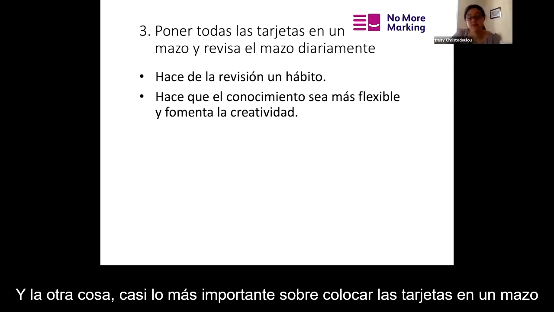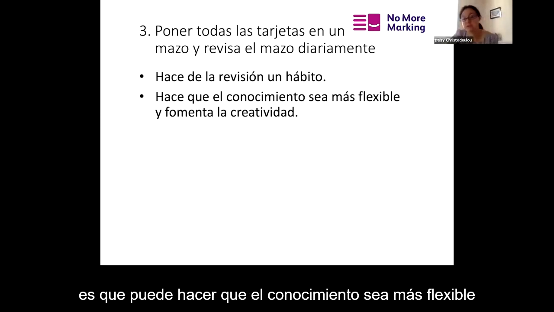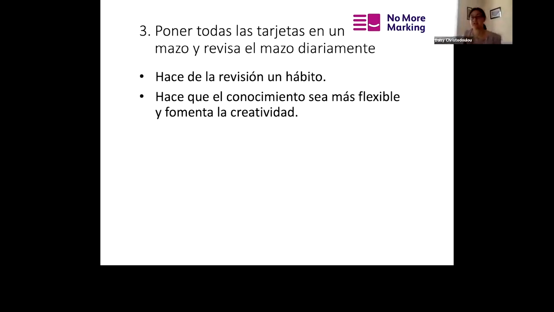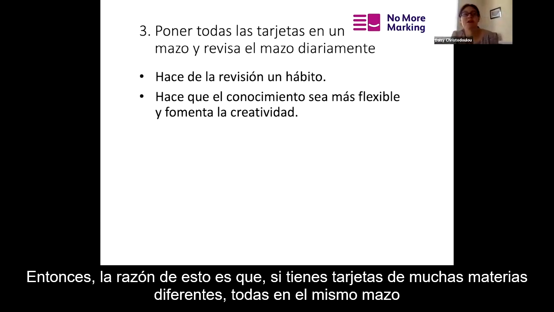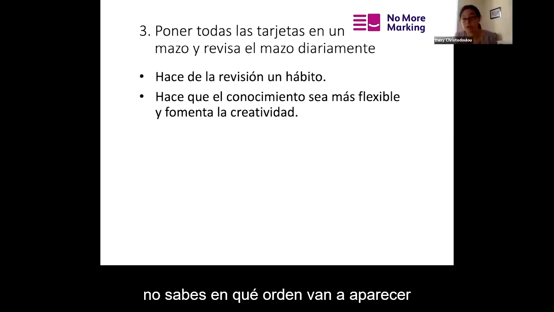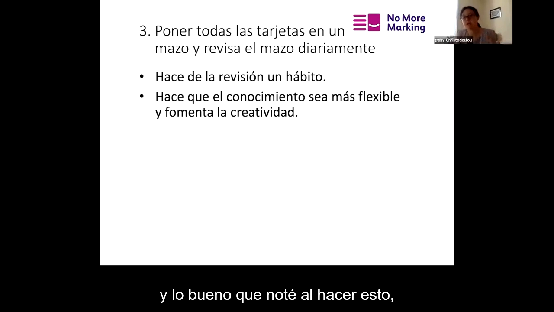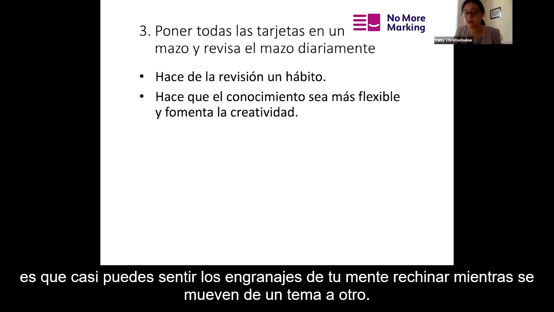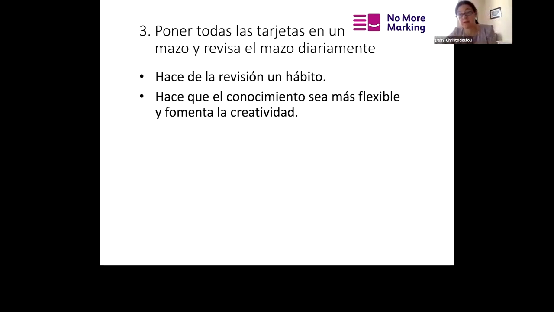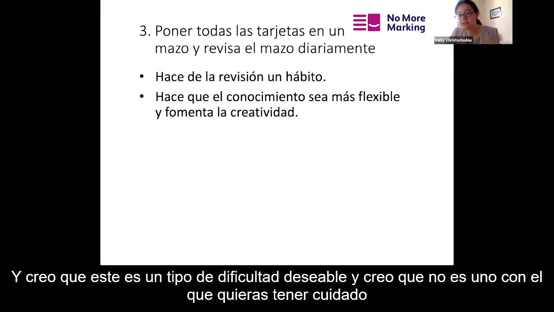And the other thing, the almost more important thing about putting all the flashcards into one deck, is that it can make the knowledge more flexible and encourage creativity. So the reason for this is that if you've got flashcards from lots of different subjects all in the same deck, you don't know what order they're going to come up in, and you find yourself answering flashcards from different subjects consecutively. And the nice thing about that, I've noticed from doing this, is you can feel almost the gears of your mind grinding as they're moving from one topic to another. And I think this is a kind of desirable difficulty.